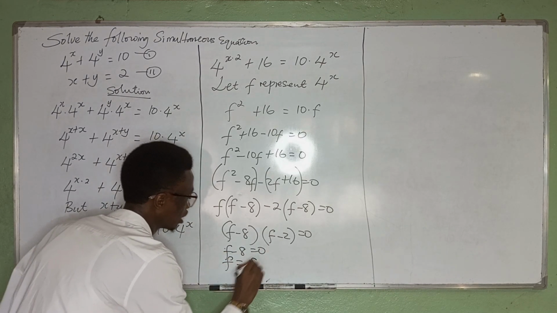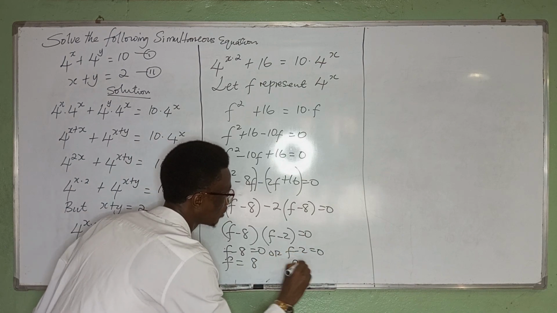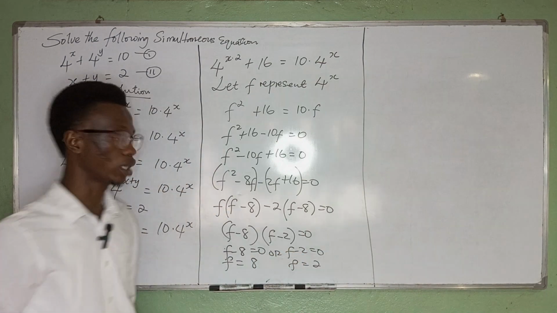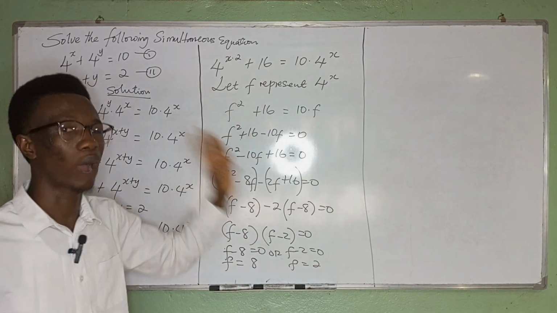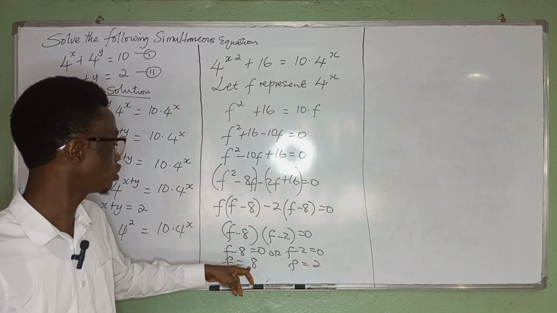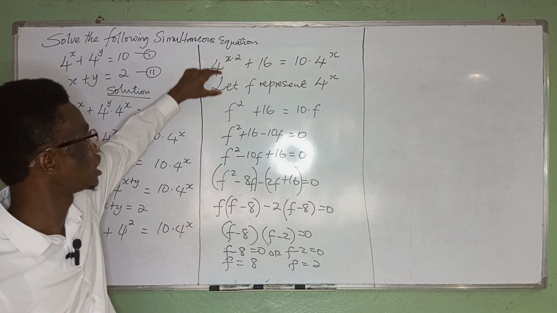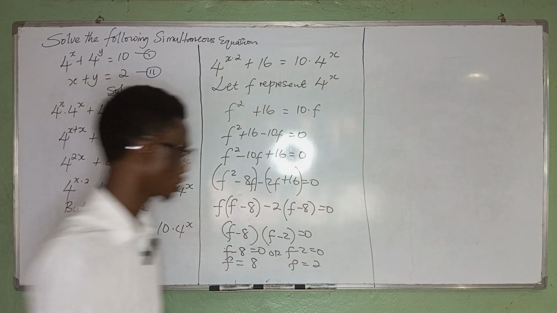So f is going to be 8, or f minus 2 equals 0, and f again is going to be 2. Okay, but we don't need f. We need x and y rather. So we are going to take this back to this form. Remember, we let 4 raised to the power x be f.